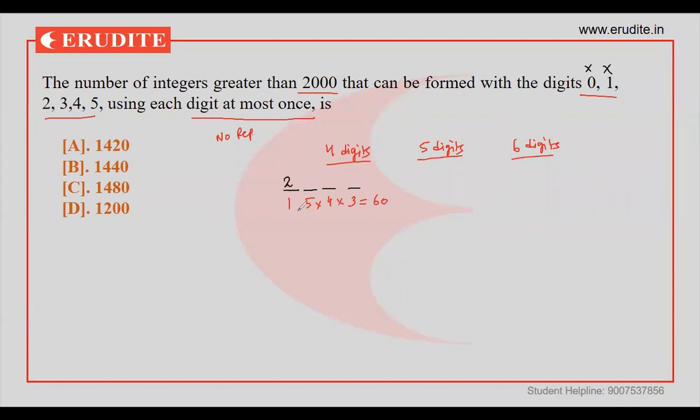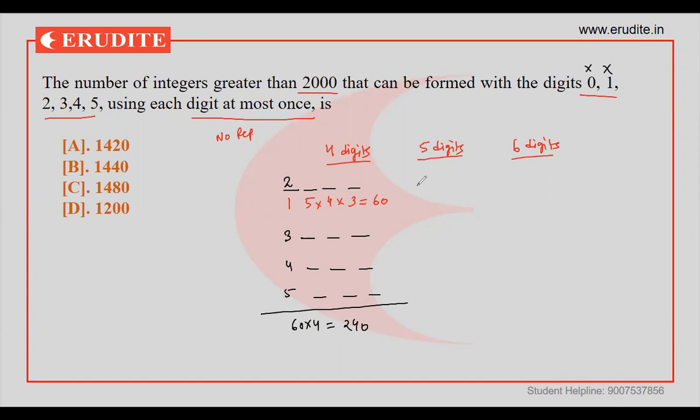Similarly, guys, for the first position, we can have a number starting with 3, or with 4, or with 5. For each one, there are 60 numbers. So total 4-digit numbers are 60 into 4, that is 240 numbers, which are 4-digit numbers and greater than 2000.